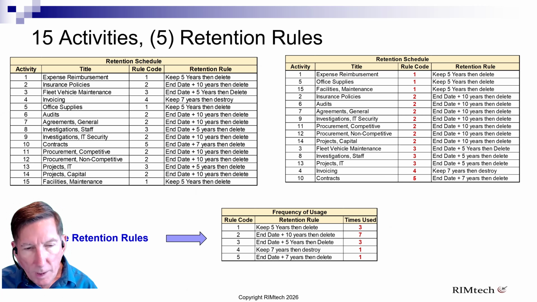So keep 5 years and delete is one combination. Keep 10 years and delete is another one, and so on. Okay? So the number of activities does not equal the number of retention rules. The number of retention rules is much smaller than the number of business activities. Okay?